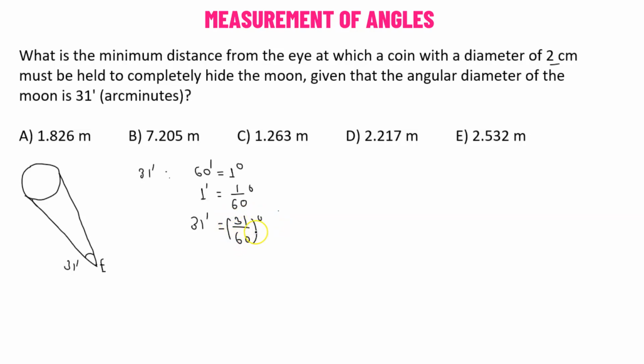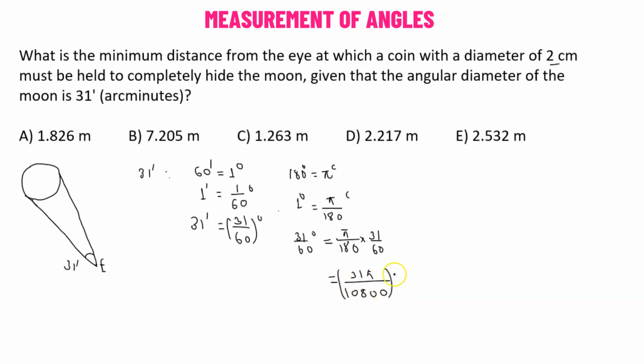Okay, now we'll try to convert the degrees to radians. For this we use the transformation that 180 degrees corresponds to pi radians. So 1 degree is going to correspond to pi over 180 radians. Now we have 31 over 60 degrees, so this will become pi over 180 multiplied by 31 over 60. And this is nothing but 31 pi divided by 10,800.